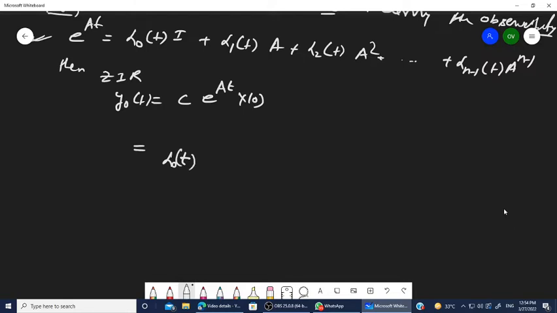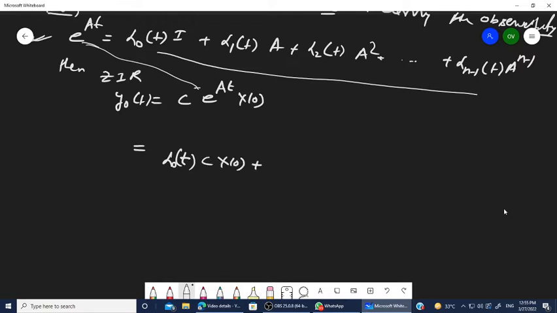This we have put in, right? e to the power At here, this expression just to put in here. Okay, so c into x naught. Similarly, you can write alpha 1 t c a x naught. Sorry, my mistake, it is not plus.